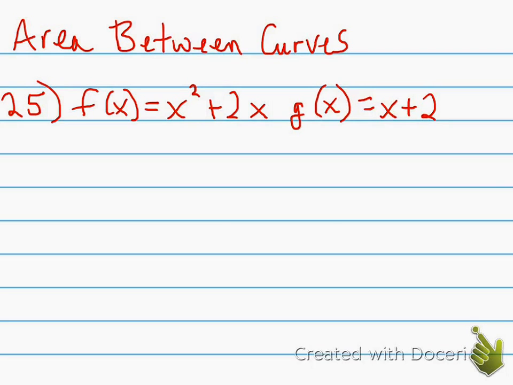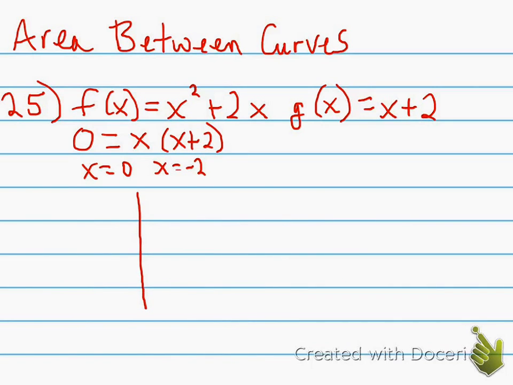So when I look at this first function, f of x, I know it's a parabola. And I see the x-intercepts, which would come from setting this equal to 0, are going to be at x equals 0 and x equals negative 2. I know it's going to open up. So when I go to sketch this, I know it's going to go through at 0, 0, and I know it's going to go through at negative 2, 0.